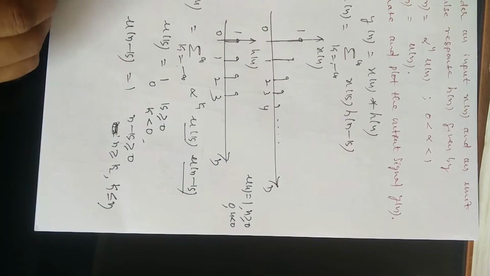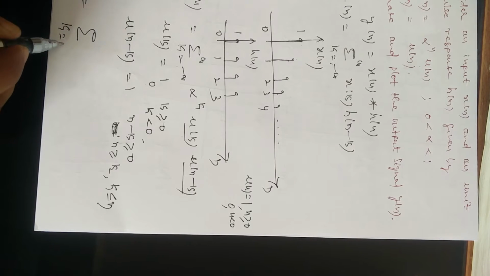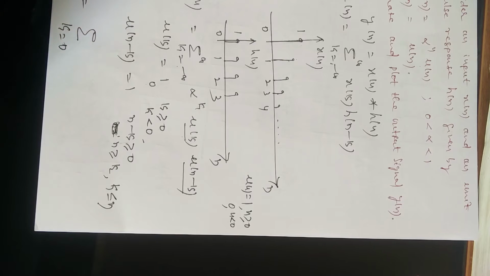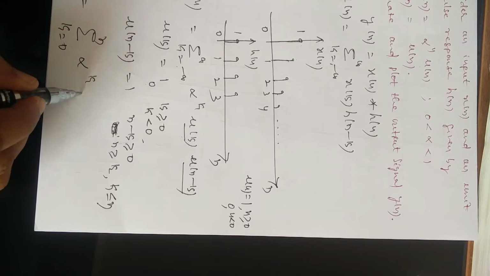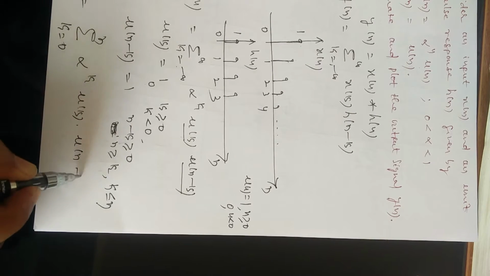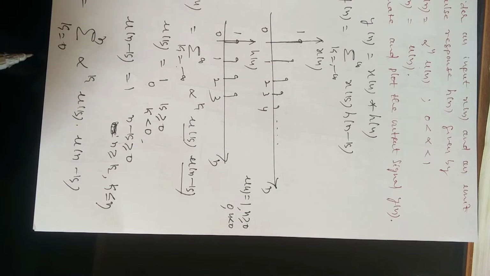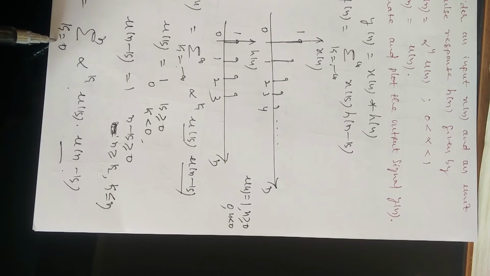Finally, I can conclude that y of n is equal to summation of k from lower limit 0 to upper limit n, alpha to the power of k into u of k, which is 1, and u of n minus k. That is nothing but h of n minus k. Now, the first one, u of k, is always the fixed signal. The second one is the moving signal. Based on the value of k, it moves.